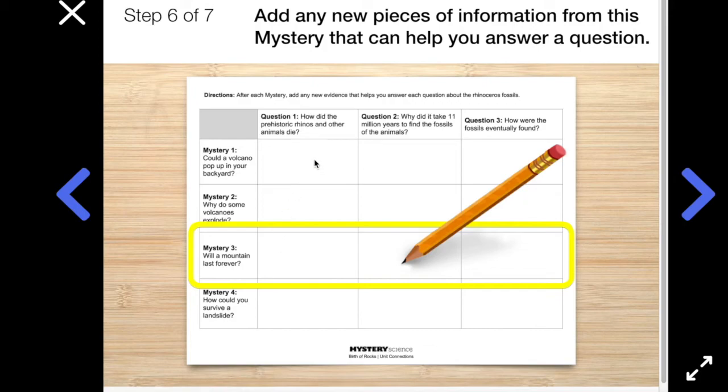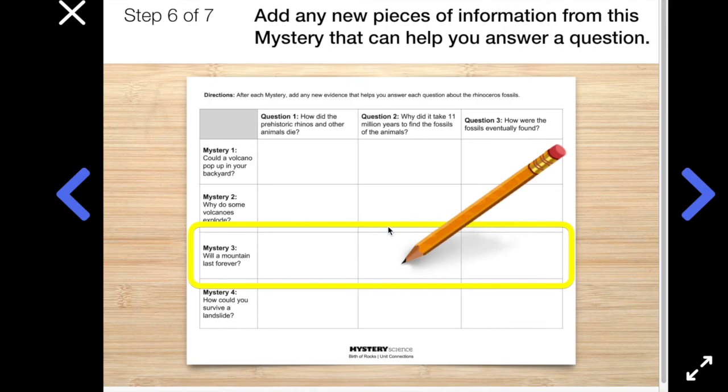Remember, the 3 questions are: how did the prehistoric rhinos and other animals die? After the last mystery, you've probably got a pretty good idea of that one already. Question 2 was, why did it take 11 million years to find the fossils of the animals? Today's mystery might have given you something for that box. And finally, how were the fossils eventually found? It's possible you got some information from that one, but I think today's mystery mostly helps us with question 2.